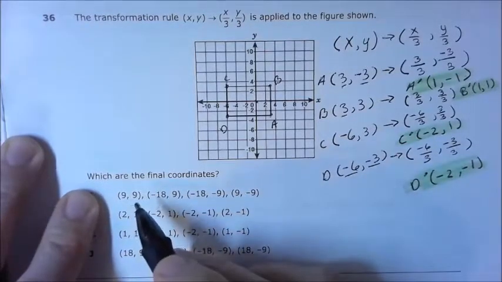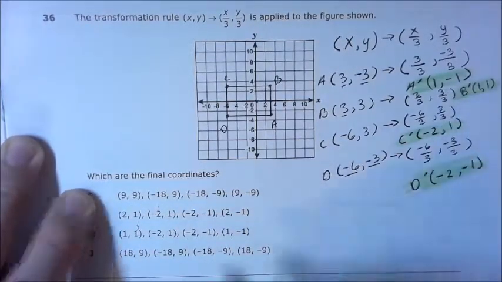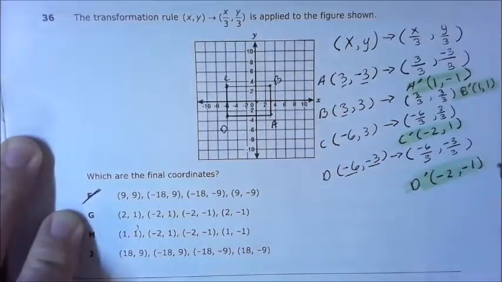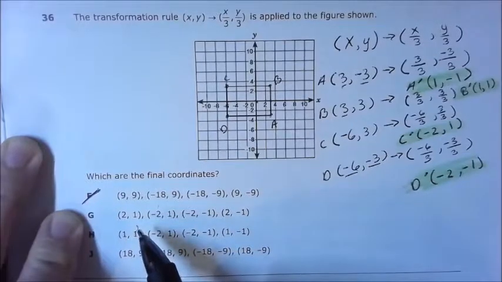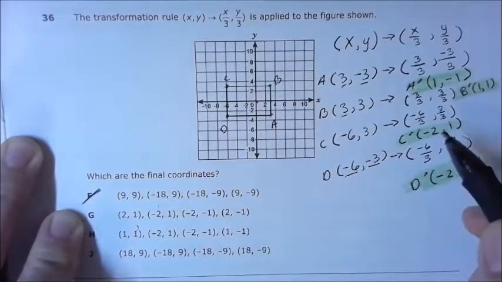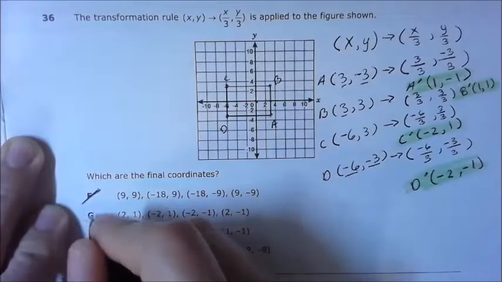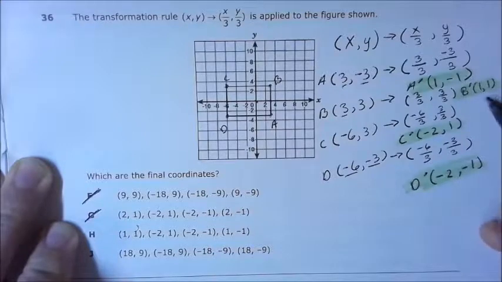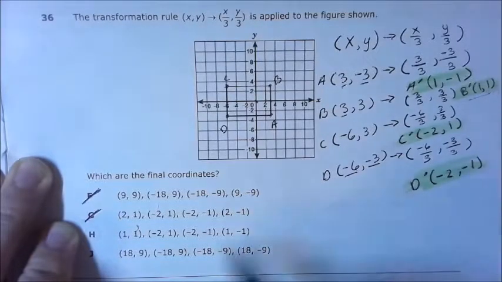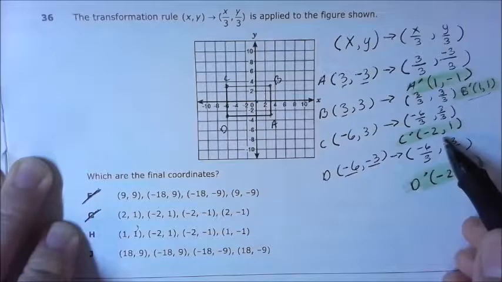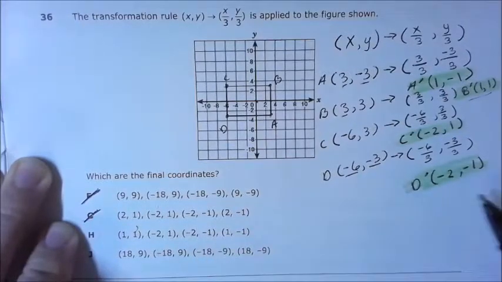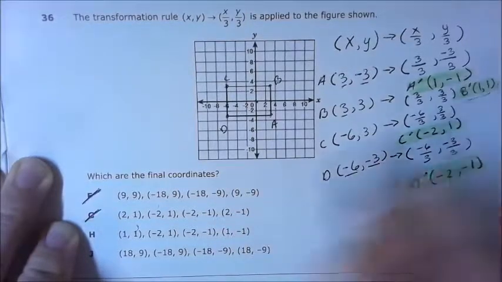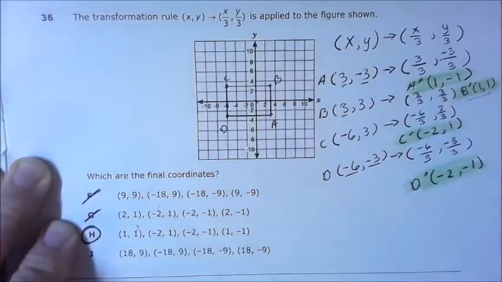So first numbers here, 9, 9. Well, none of these have 9, 9. So it's not going to be F. G, we have a 2, 1, and it shows a positive 2 and positive 1. We have 2 with a 2, but they're both negative, so it won't be G. Then for H, we have a positive 1, 1, and over here we got a positive 1, 1 for our B prime. And we have a negative 2, 1. There's a negative 2, 1. Negative 2, negative 1. And then we have a 1, negative 1, and there's our 1, negative 1. So H is the correct answer.